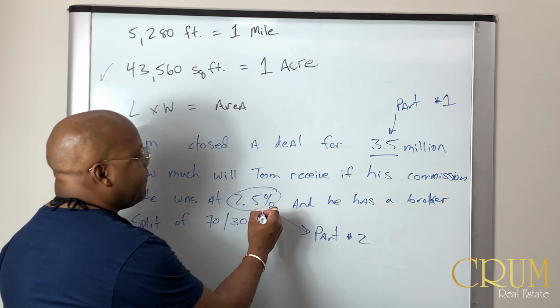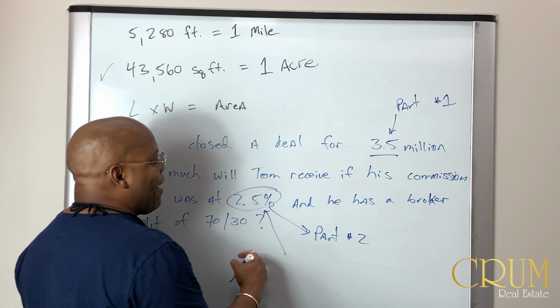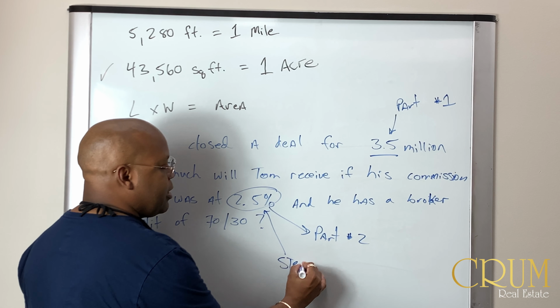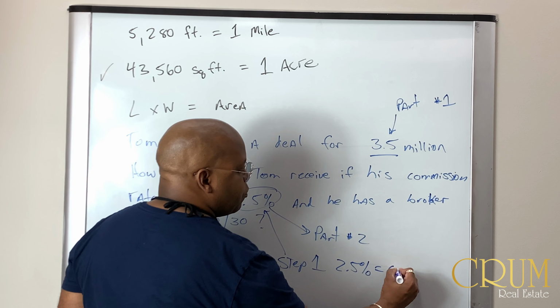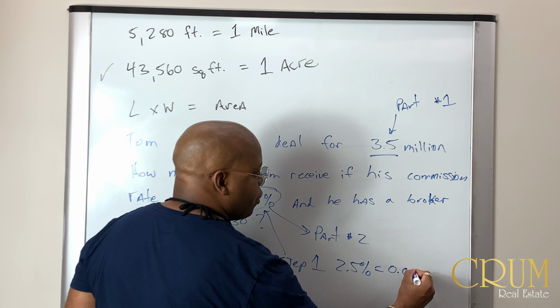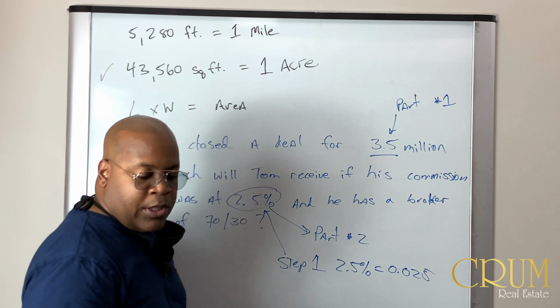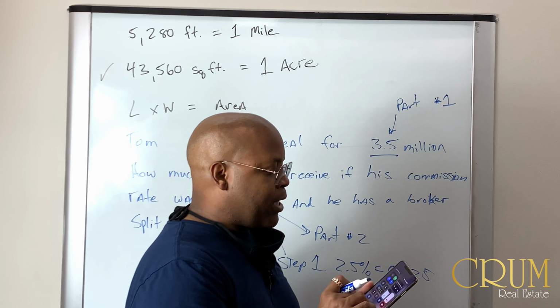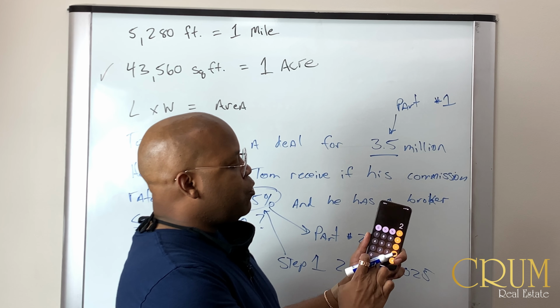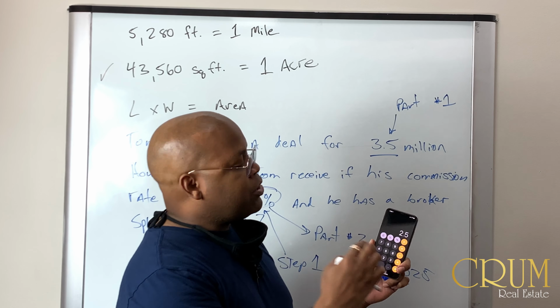Now, the first thing that you need to go after, so I'm going to put step 1, is you have to convert the 2.5%, which will come to 0.025. There's an easy way that you can just go on your calculator. Remember, not your phone. You have to buy a cheap calculator. You put in 2.5, and then you just hit the percent sign.